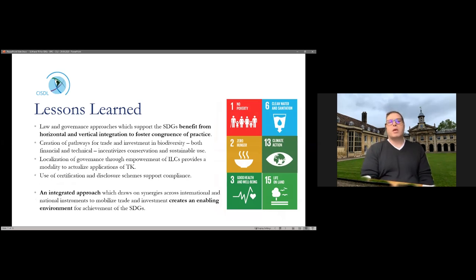The point of this is that operationalization of the Sustainable Development Goals cannot be seen just in a silo, seen as a single aspect of a target within a larger framework. It needs to be seen in synergy. It benefits from horizontal and vertical integration in international and domestic law. And this integrated approach creates an enabling environment for trade and investment in biodiversity, in biocultural practices, and incentivizes the type of conservation and sustainable use which underpin the SDGs.